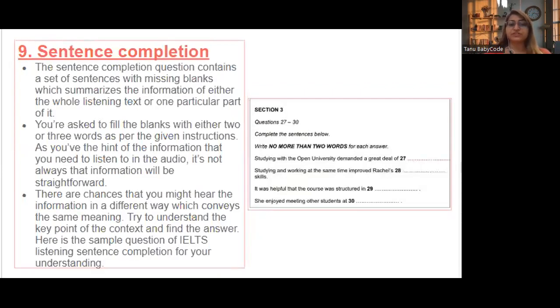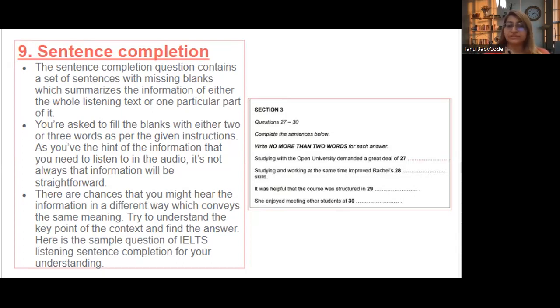Next type of question is sentence completion. A sentence completion question contains a set of sentences with missing blanks which summarize the information of either the whole listening text or one particular part of it. You are asked to fill the blanks with either 2 or 3 words as per the given instruction, as you have the hint of the information that you need to listen to in the audio.